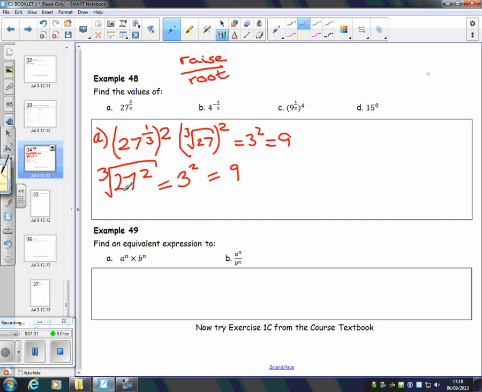Another way you might do it is you might rewrite 27 as 3 cubed. And then we will raise it to the power 2/3. And then if we remember, we've got brackets here, we need to multiply. So 3 multiplied by 2/3 is 2. So we've got 3 squared, which is 9.